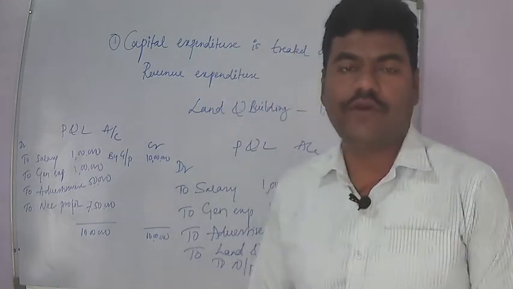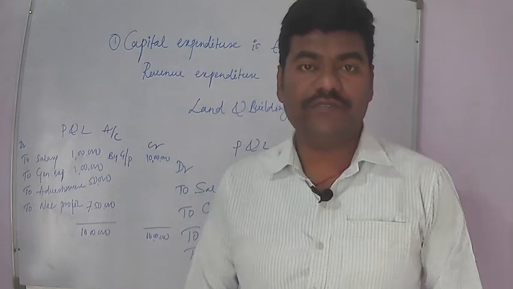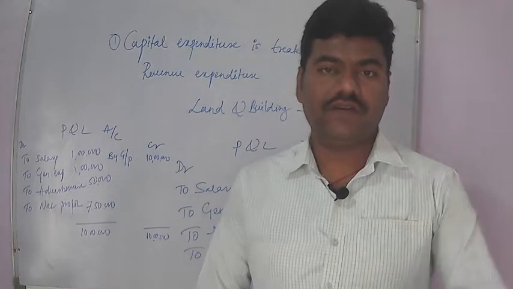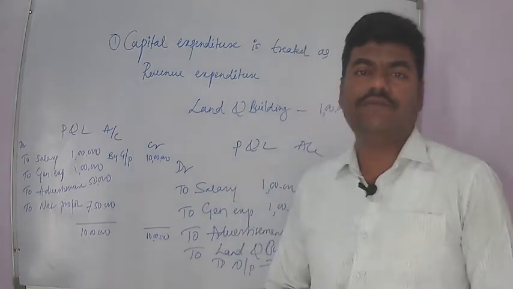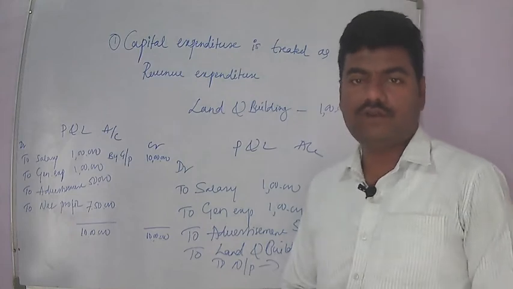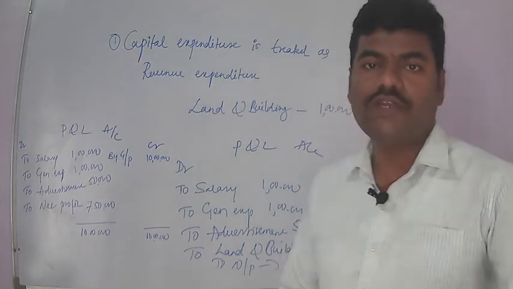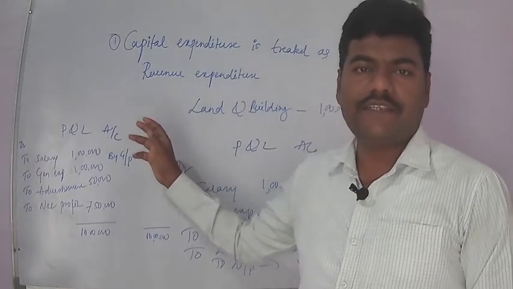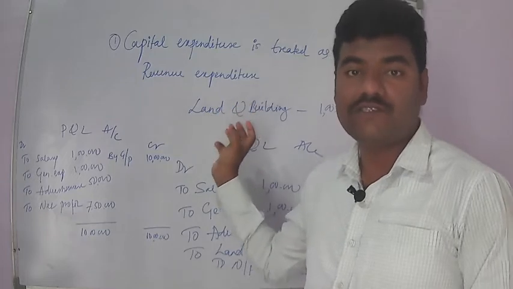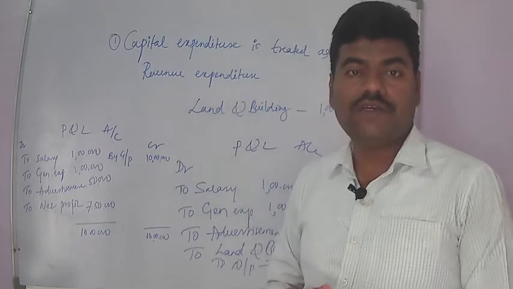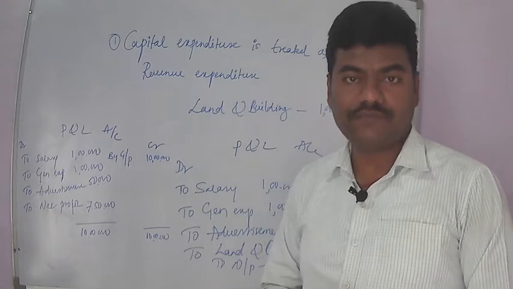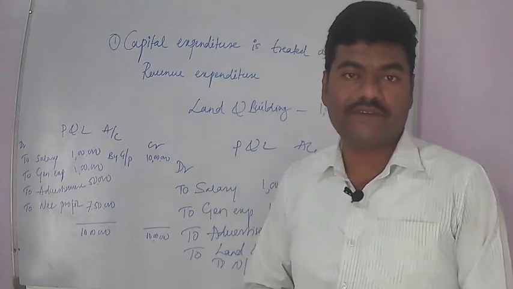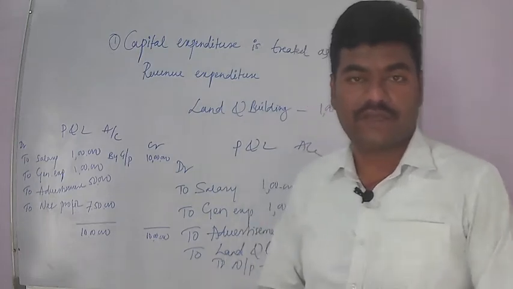Today I'm going to solve a problem based on valuation of goodwill, using the method called adjusted past year profits. In adjusted profits, there are very important notes we have to keep in mind. The first one is, if capital expenditure is wrongly treated as revenue expenditure, how does it have to be corrected in the valuation of goodwill?